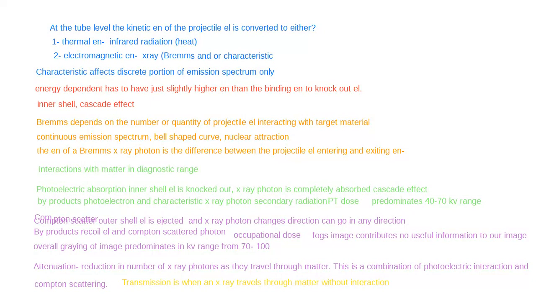and it will be converted either to thermal energy in the form of infrared radiation, which is heat, and that's the predominant interaction that occurs, because we know the majority of the interactions with the target produce heat. By the majority, I mean like 99% of the interactions produce heat. So heat is always a huge problem for us in the X-ray tube, and a lot of the time and energy in developing the X-ray tube is spent in ways to dissipate that heat. So it has to be done for us.